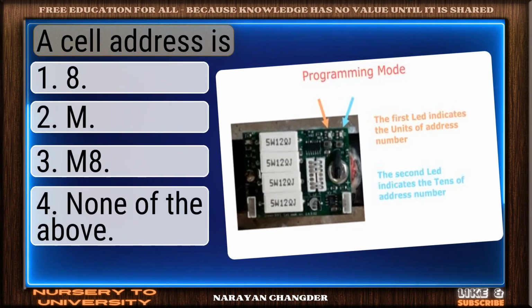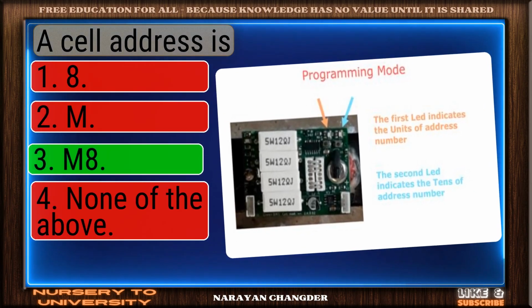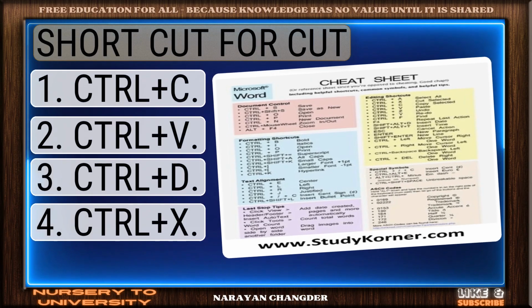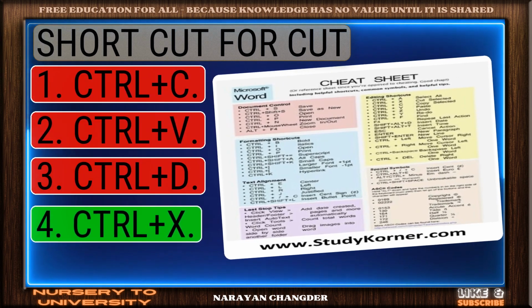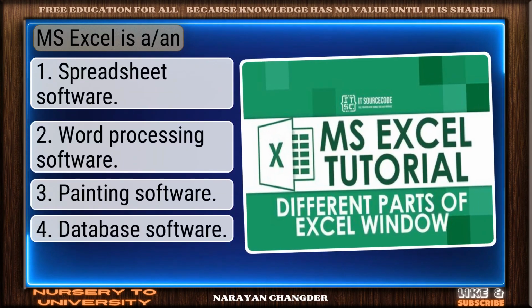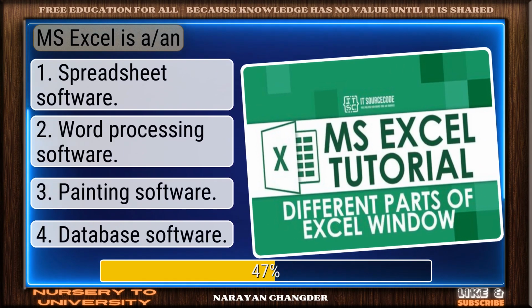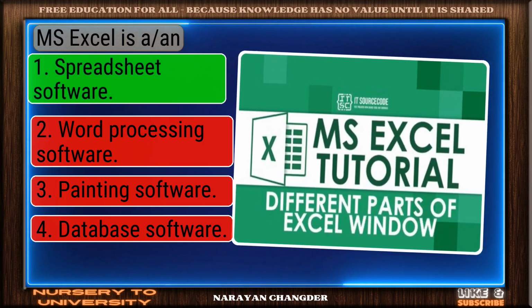A cell address is. You chose M8 and it is correct. Shortcut for cut. Solid response. Ctrl plus X is a valid choice. Ms Excel is a DAN. Valid point. Spreadsheet software is true.